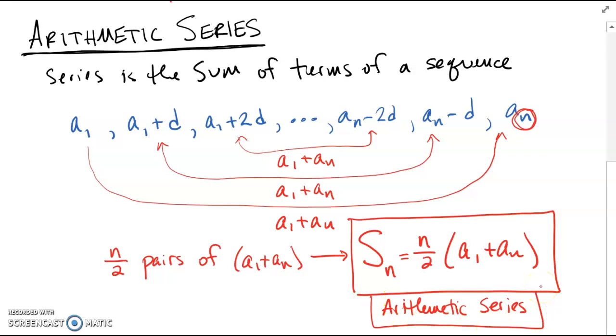I know we have a lot of formulas for this chapter, but luckily you have your notes with you for any problems that we're doing. All right, so let's do an example of this formula.